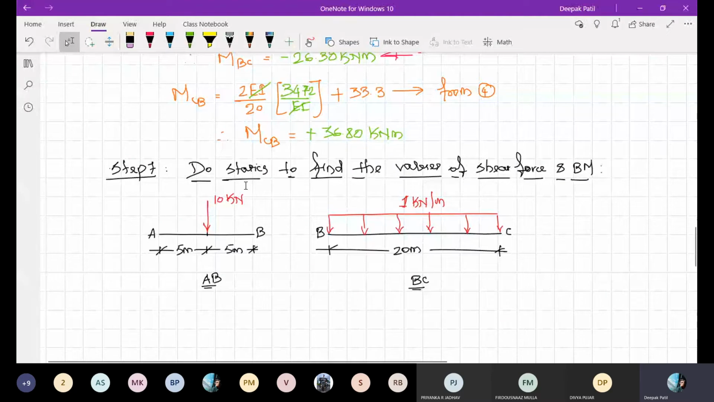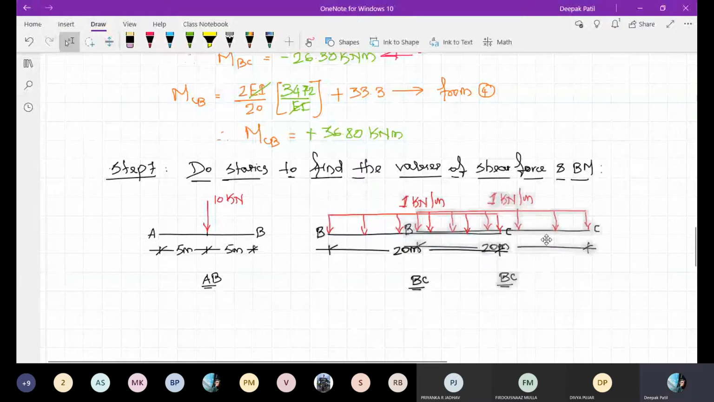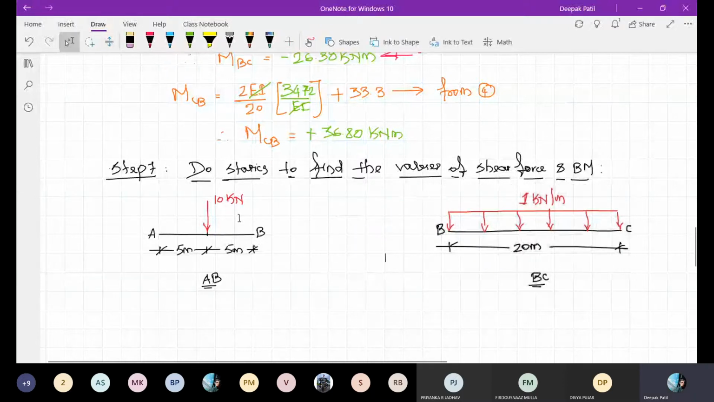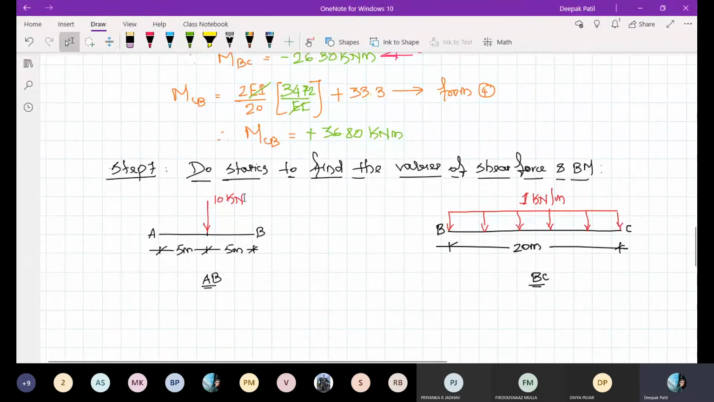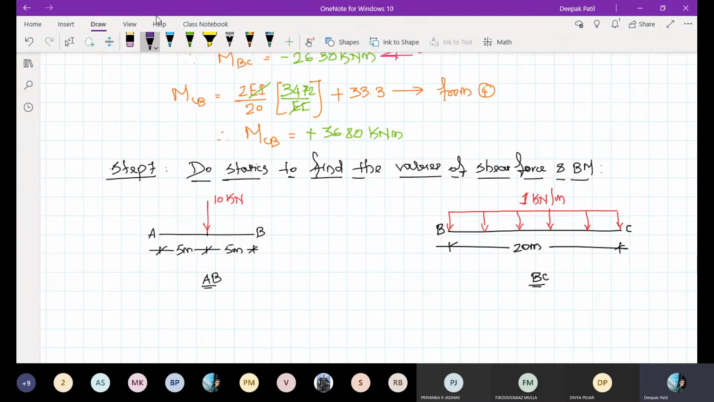Okay, let me just do that. Before that, let me select this one and keep it on this side for the time being. Now this is our span AB. Can you see this span AB? This is my span AB and we have a point load of 10 kilonewton at the center. This is already given.